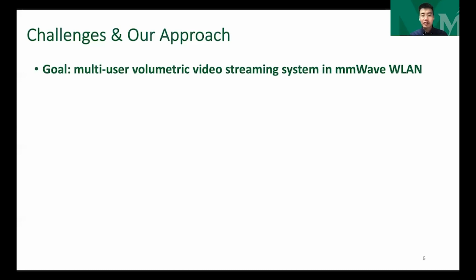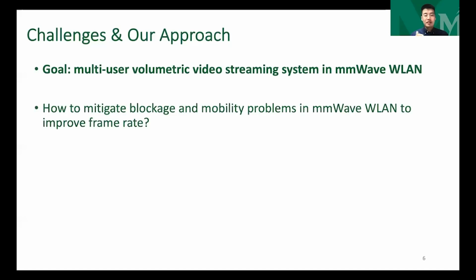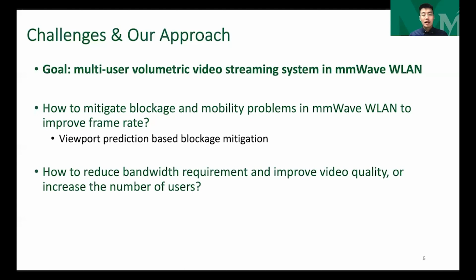Motivated by these observations, our goal is to build a multi-user volumetric video streaming system in mmWave WLAN. But we need to solve 2 fundamental challenges. The first challenge is how to mitigate blockage and mobility-related problems in mmWave WLAN to improve the frame rate. And we propose to use multi-user viewport prediction to predict the blockage events and proactively react to them with a cross-layer solution. The second challenge is how to reduce the bandwidth requirement and improve the video quality or increase the number of users in our system.